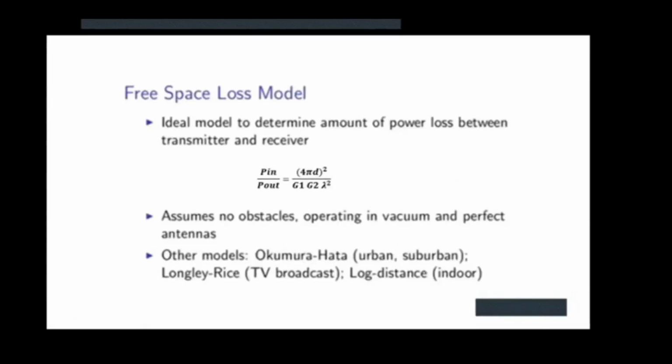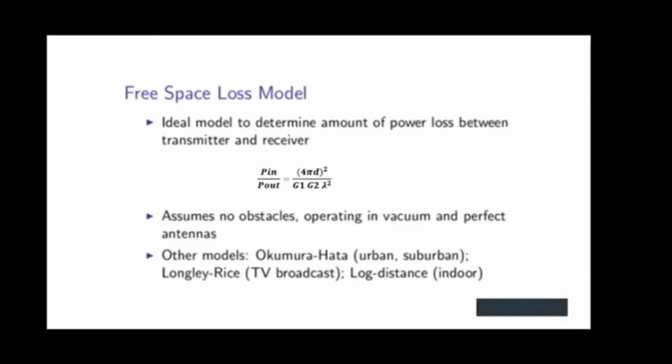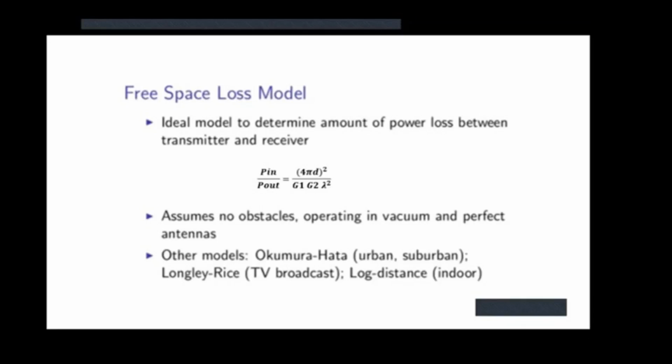Free space loss. So, ideal model to determine amount of power loss between transmitter and receiver. So, we have this formula for output and input power, so P in over P out ratio is equal to 4 pi D squared all over G1, G2 lambda squared. So this assumes that no obstacles and it is operating in vacuum and perfect antennas. So when we say free space loss, it means that we assume na walang haharang dun sa gitna ng transmitter and receiver natin.